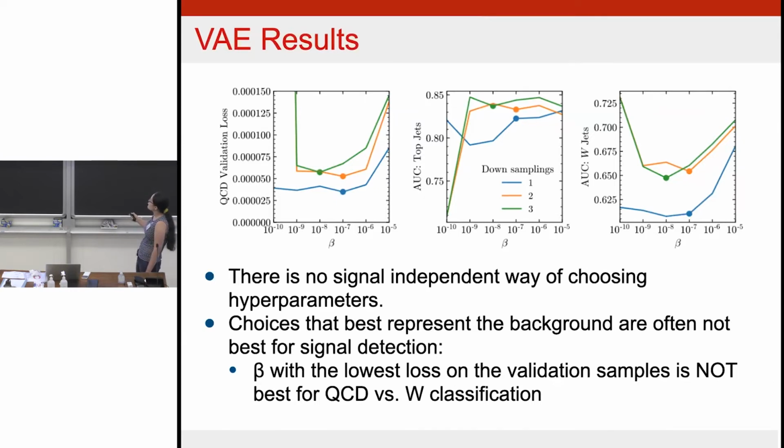The different colors correspond to the different number of downsamplings, 1, 2, or 3, so they're independent curves. And how we optimize our network is by minimizing this validation loss. So we have a totally independent method for optimizing the network that doesn't depend on the signal. And what you can see is these points that optimize the network are plotted on all of these. This point that optimizes the network for QCD does pretty well for tops, but it doesn't do well for Ws. And so what that brings us to is the fact that the choices that best represent the background are not best for signal dependence. In particular, the beta with the lowest loss on validation samples is not best for top or W classification. And this is a particular fact about outlier detection.